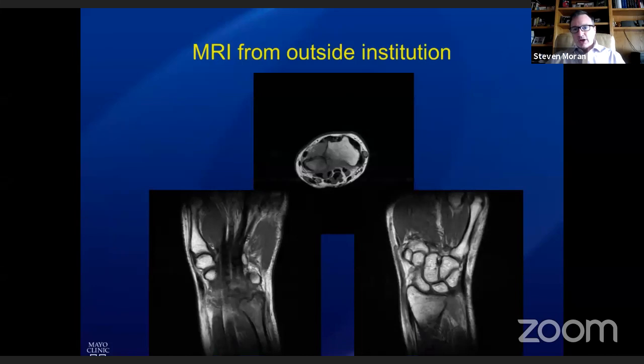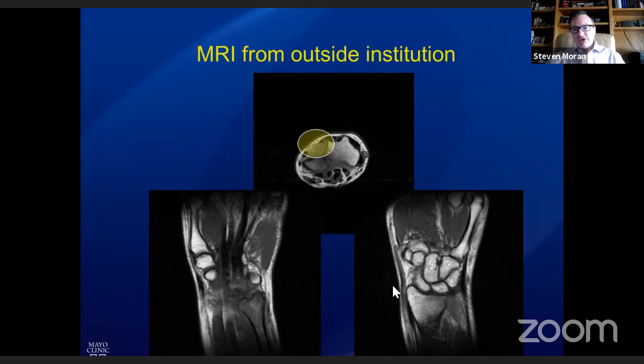This was her MRI from the outside institution, and clearly a problem with their radiologist reading this. You can see, just looking at these coronal views, that the ulna and the radius are not even in the same image, and when we look here on the axials, this young woman has been dealing with a distal radial ulnar joint dislocation now for 4 months.